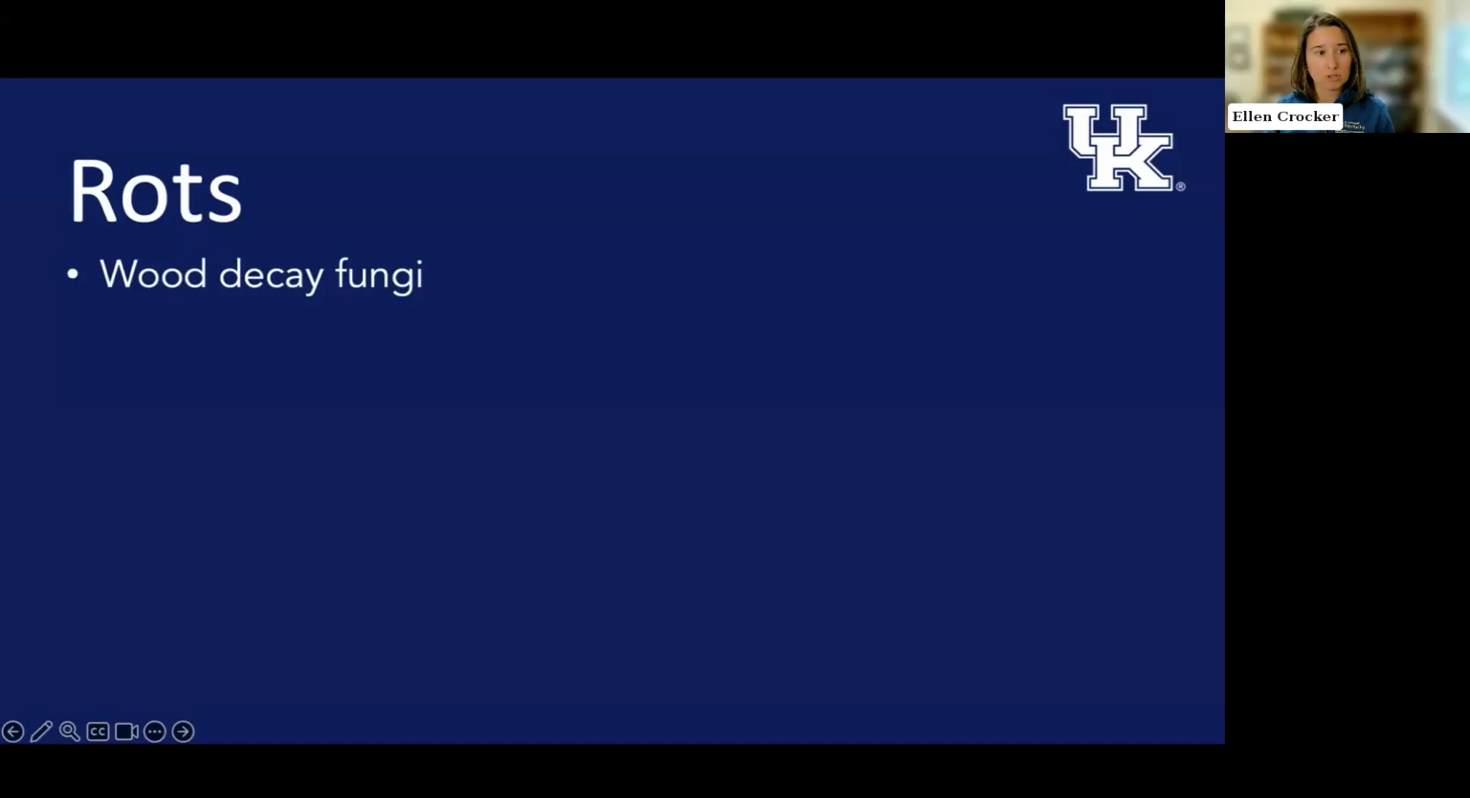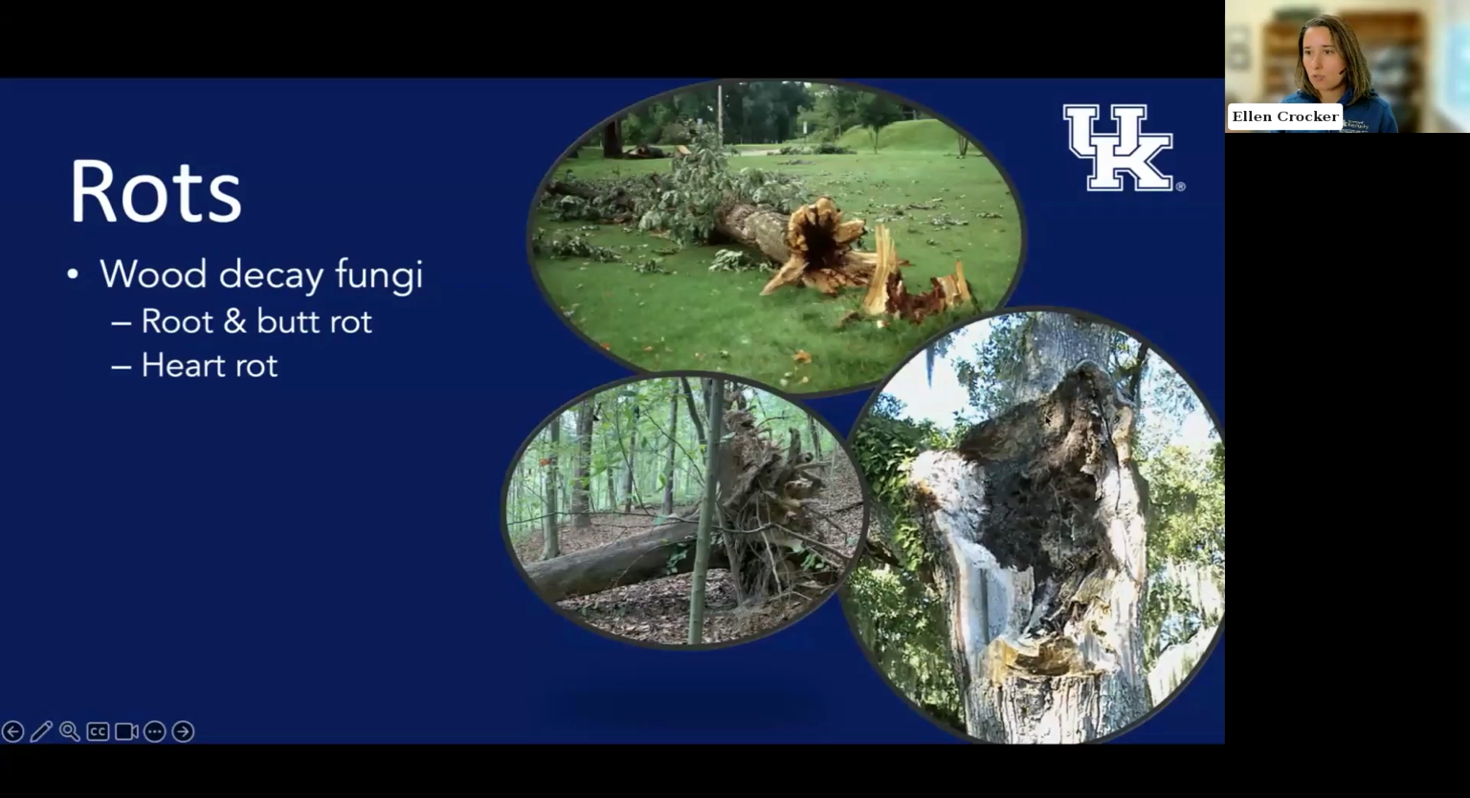So rots refer to wood decay fungi, and there are a lot of different fungi that can decay the wood of trees. They tend to be classed based on where they're growing on the tree. So the ones that are down at the base or impacting the roots of the trees, the ones that are more in the heartwood, you can have rots that are coming from the top down. Let's say you had an ice storm or something that impacted the canopy of the tree, broke that out. Now, each of these are going to have different implications for the long-term health of those trees.